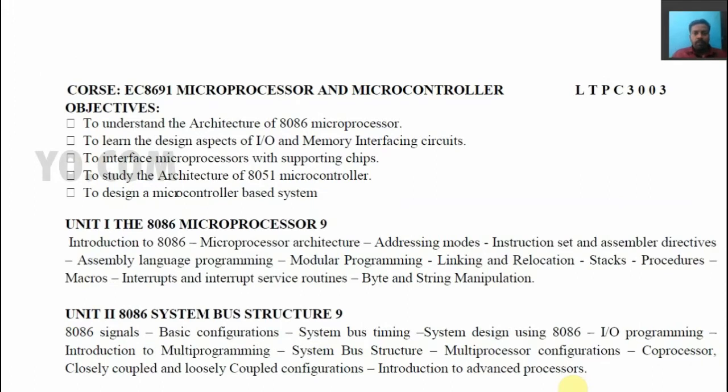Okay, welcome students. So in this session we are going to see the syllabus introduction and the first topic of unit 1, that is microprocessor architecture. So see the syllabus. The objective of the syllabus is to understand the architecture of the 8086 microprocessor. What is architecture? Architecture means the basic building blocks of the microprocessor. That means the internal structure of the microprocessor we are going to study.